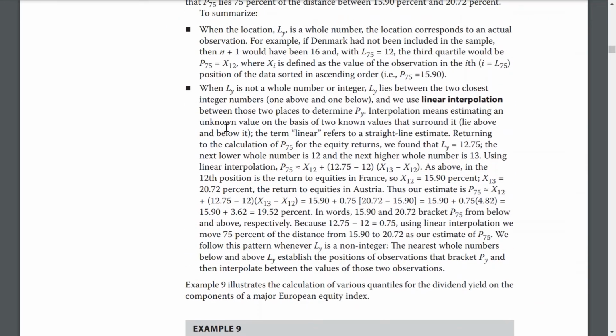So when L sub y is not a whole number or an integer, Ly lies between the two closest integer numbers, one above and one below. And then we use linear interpolation between these two places to determine P sub y. Interpolation means estimating an unknown value based on two known values that surround it. In that case, the nearest whole numbers below and above Ly establish the position of the observations bracketing P sub y, and the interpolation is between the values of those two observations.